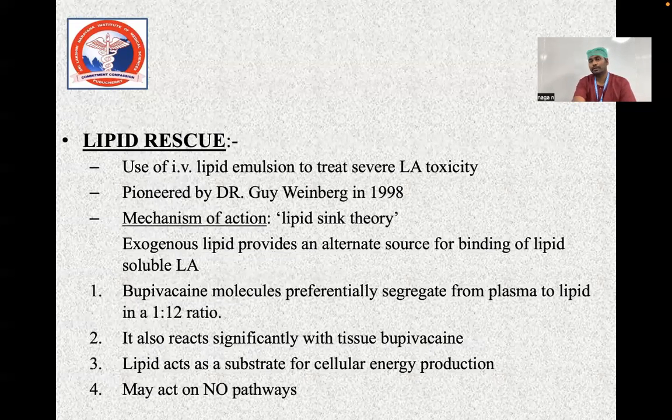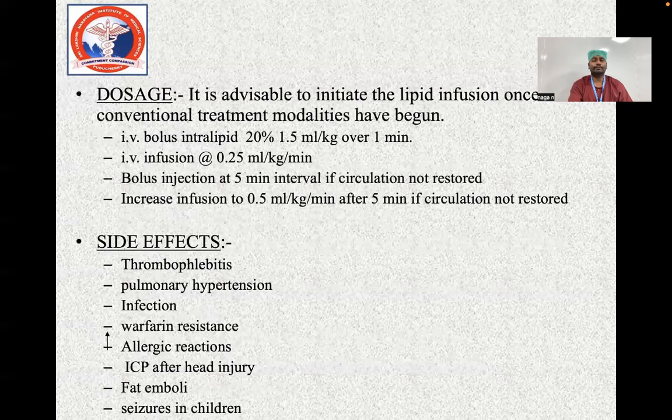What is lipid rescue? Use of IV lipid emulsion to treat severe local anesthetic toxicity. Pioneered by Dr. Guy Weinberg in 1998. The mechanism of action is lipid sink theory. Exogenous lipids provide an alternate source for binding of lipid-soluble local anesthetics. Bupivacaine molecules preferentially segregate from plasma to lipid in a 1:12 ratio. It also reacts significantly with tissue bupivacaine. Lipid acts as a substrate for cellular energy production, and may act on nitric oxide pathways.